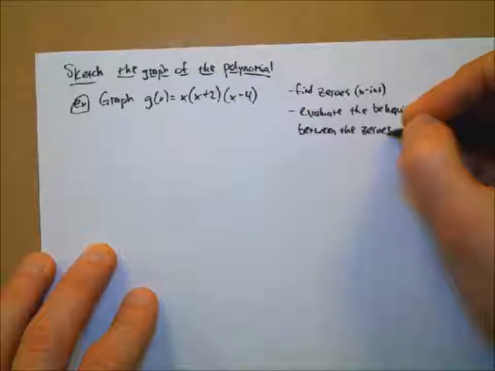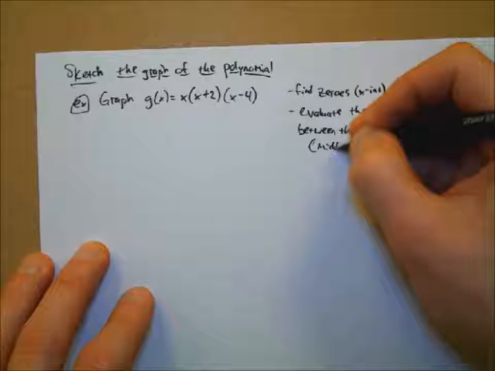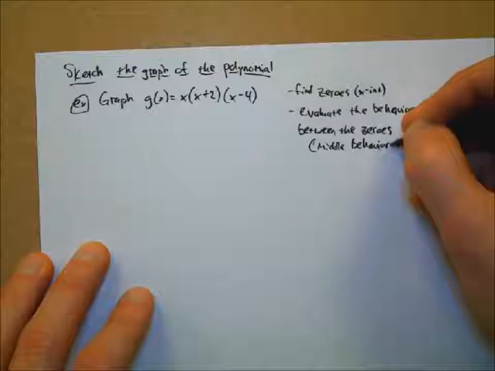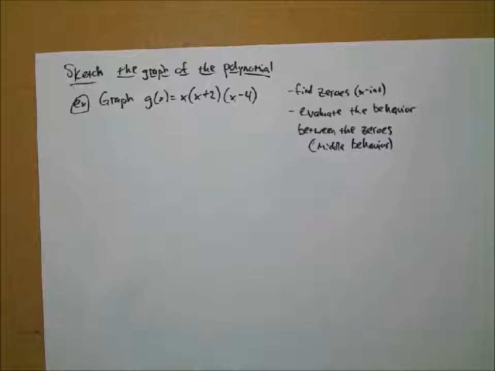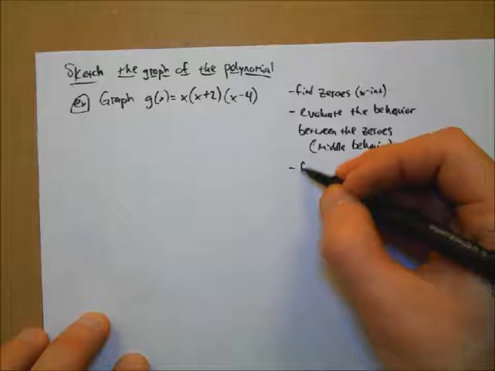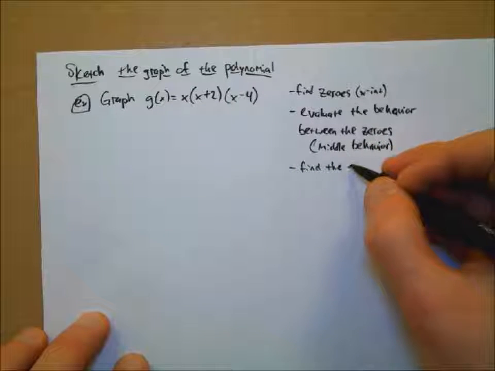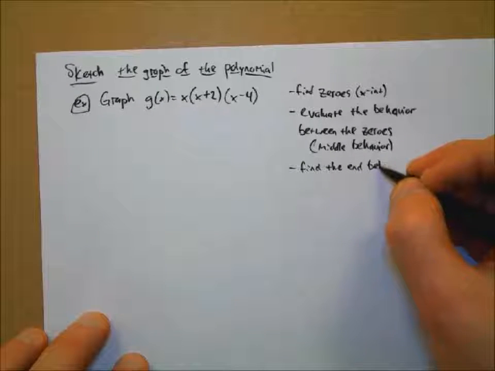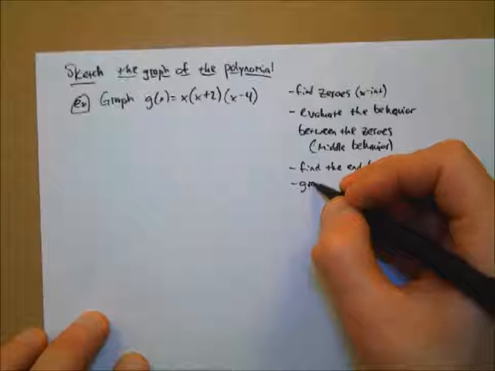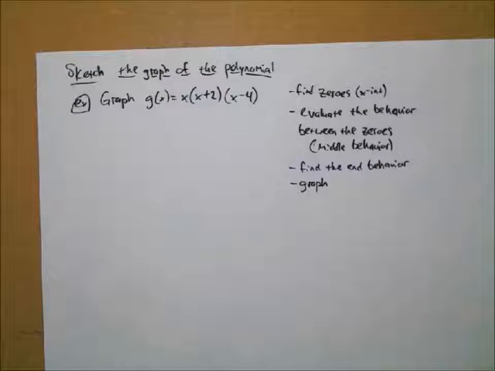Okay, it's not an official mathematical term, I like to call that the middle behavior. What happens in between the zeros, in the middle of the zeros. And then finally, find the end behavior. And of course, at the end, graph. So zeros, which will be easy enough for this. Middle behavior, I'll show you what I mean by that in just a second. And then end behavior, not that bad either, we just learned that.